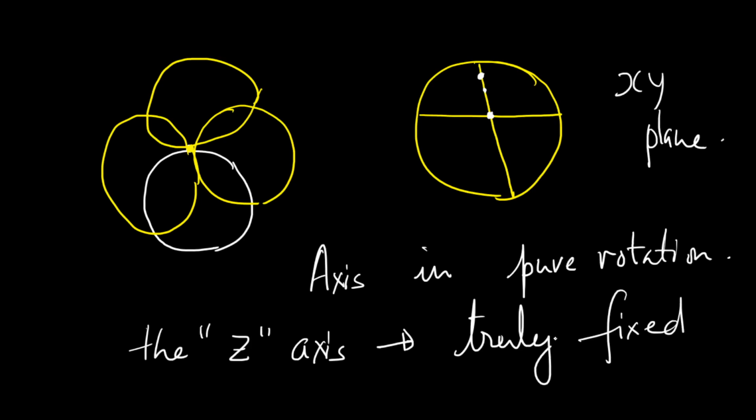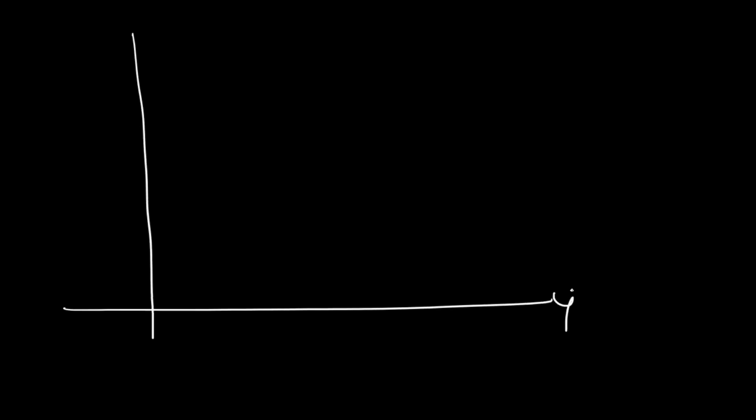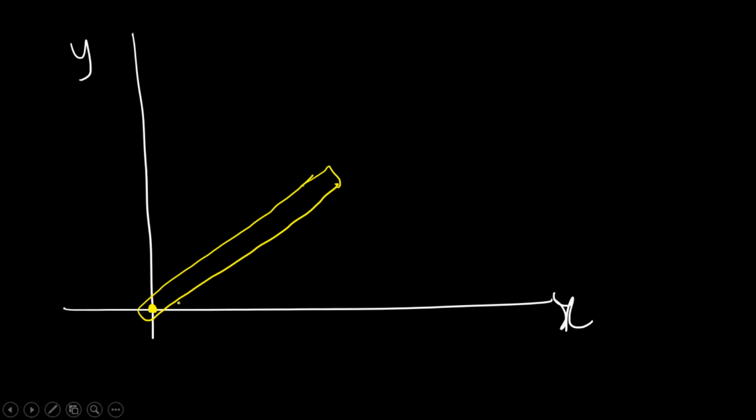And this is not called fixed axis rotation, it's called pure rotation. Okay, so let's take the example of a scale. Here's the x-axis, here's the y-axis, and here's the scale, and the scale has been, let's say, crucified here at the origin, and I've chosen that as the z-axis. So that's the axis of pure rotation. And now we're in business.